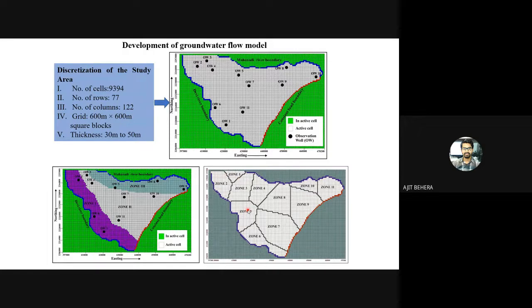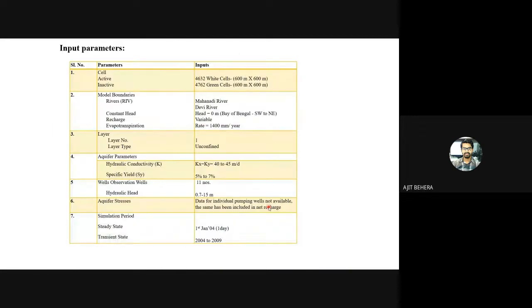These recharge zones are based on rainfall data. In different zones we have different rainfall, and different rainfall means different recharge is taking place within this aquifer system. Based on these different recharge parameters, we then do the simulation of the groundwater flow model. This is the summary of parameters, what parameters we have taken for this modeling study.